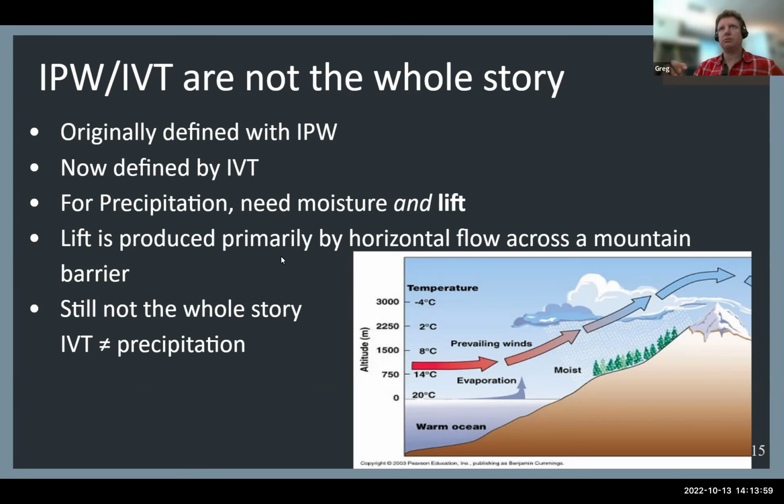So I do think IVT is a very important tool for looking at atmospheric rivers, but I think we should be hesitant to really focus on the IVT itself, and I think it might be more useful to focus on the actual precipitation that we're expecting out of it as predicted by the models.